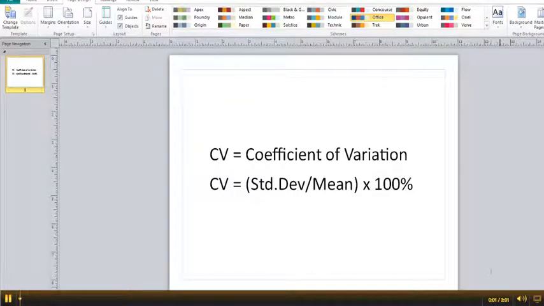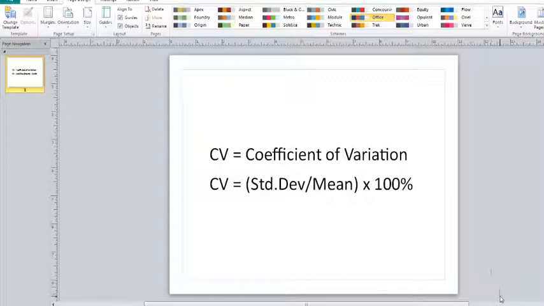Let's take a look at the coefficient of variation. Here's the formula. The coefficient of variation is simply the standard deviation divided by the mean multiplied by 100%. And we use the coefficient of variation when we need to check the variation on two sets of data that are not in the same scale. So maybe one is inches, one is centimeters. They can't really be compared apples to apples, so to speak.